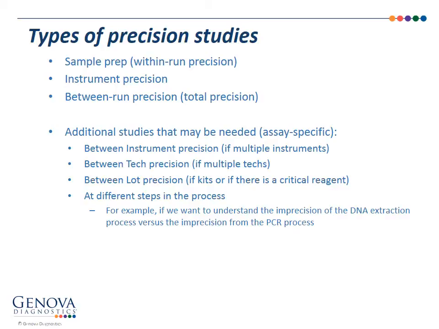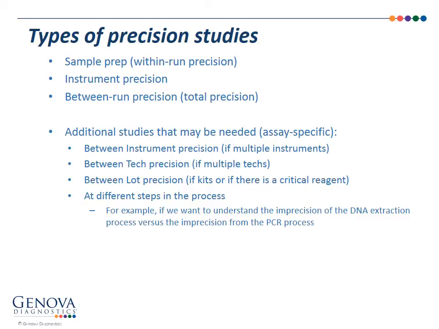We're going to look at different lots. If you're looking at an EIA kit or an RIA kit, something like that, make sure that your validation includes multiple lots of that kit. If there's a critical reagent, say like an antibody, you might want to make sure that you've got different lots going on. And for chromatography assays, always make sure that you're including different lots of the columns.